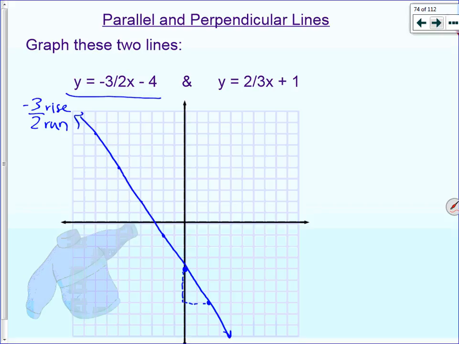This one has a y-intercept of 1, and my slope is 2/3. So up 2 over 3, up 2 over 3. I could also go down 2 over 3 in the other direction. Connect these dots.